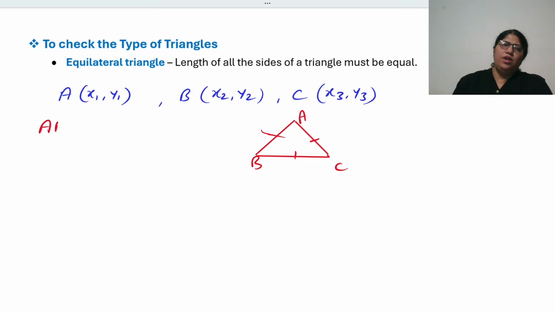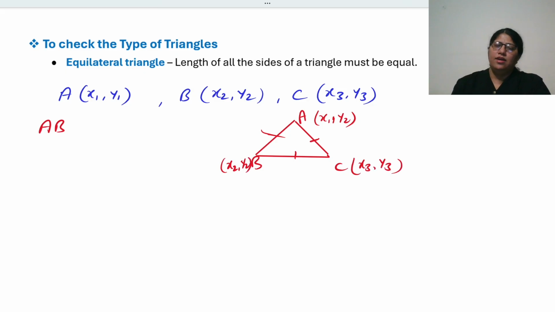Using the distance formula, I'll find out AB. So always first you draw and then you write down, so easily you will understand which distance you need to find out. This is y2 and C is x3, y3. So I will find out the AB length. After that I'm finding the BC length and then the AC length using the distance formula. Now if all the three lengths are equal, then it is going to be an equilateral triangle.